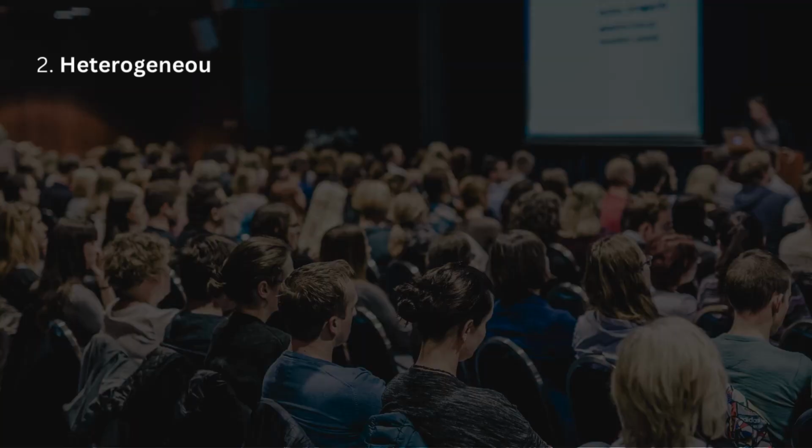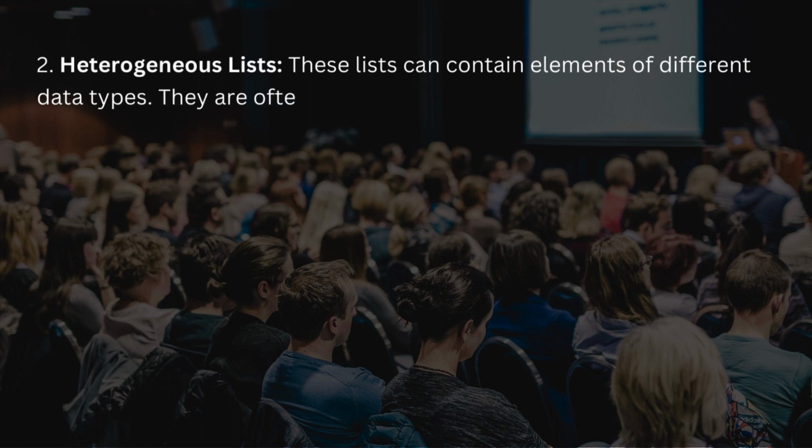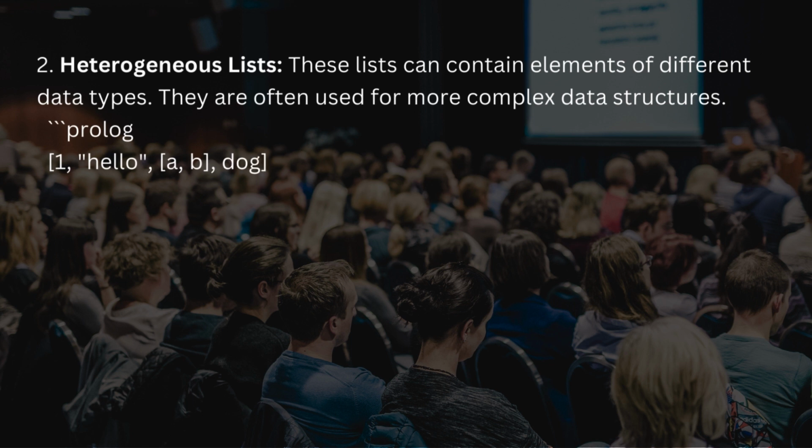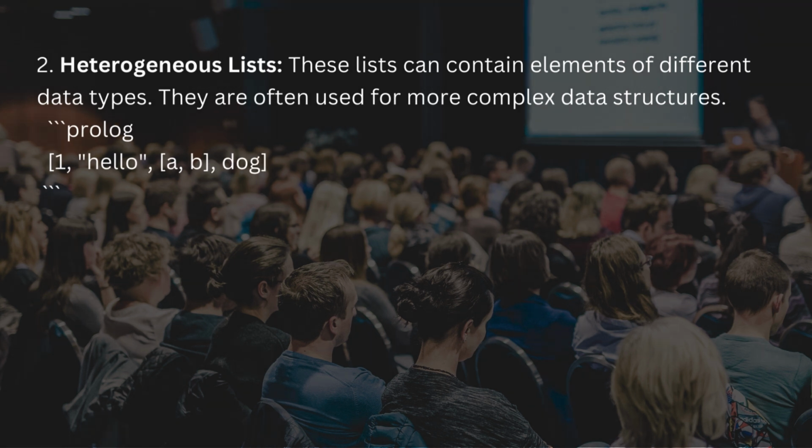Next is the heterogeneous list. This list can contain elements of different data types. They are often used for more complex data structures. So, for example, you have [1, hello, a, b, dog], where hello is a string type. So, this is the heterogeneous list, which is a combination of numbers, strings, alphabets and characters.